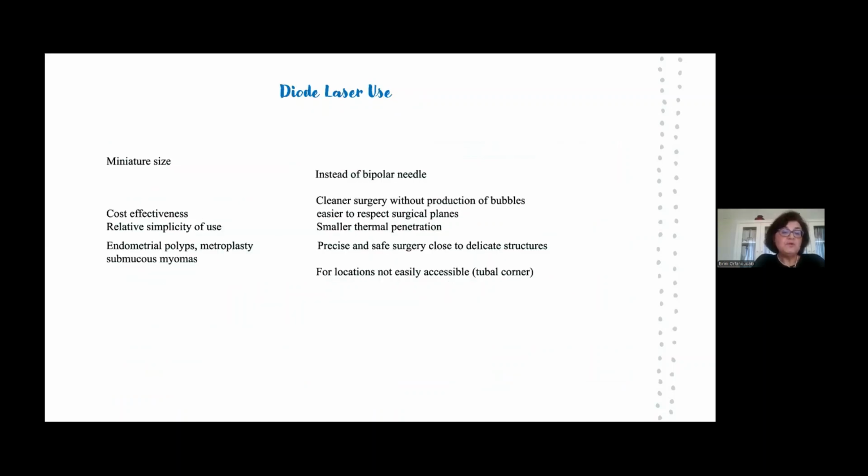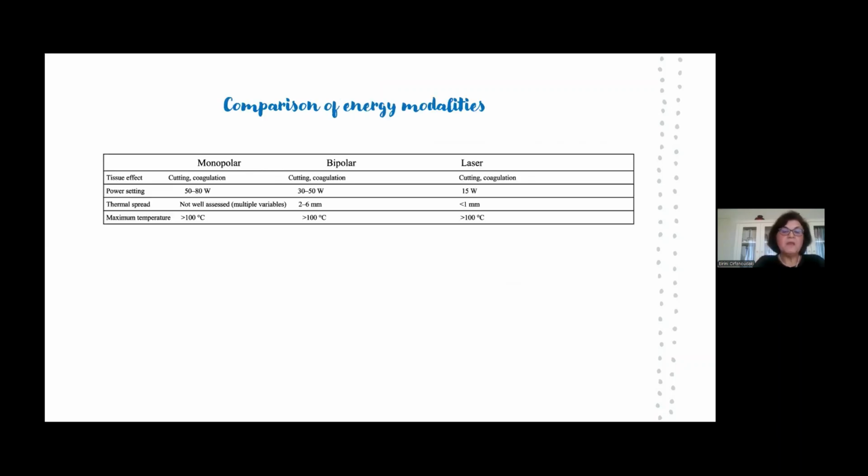Diode laser use: miniature size, cost effectiveness, relative simplicity of use, for endometrial polyps, metroplasties, and mucosal myomas instead of a bipolar needle. Cleaner surgery without production of pulse, easier to inspect surgical planes, smaller thermal penetration, precise and safe surgery close to delicate structures, and for locations not easily accessible like the tubal corner.